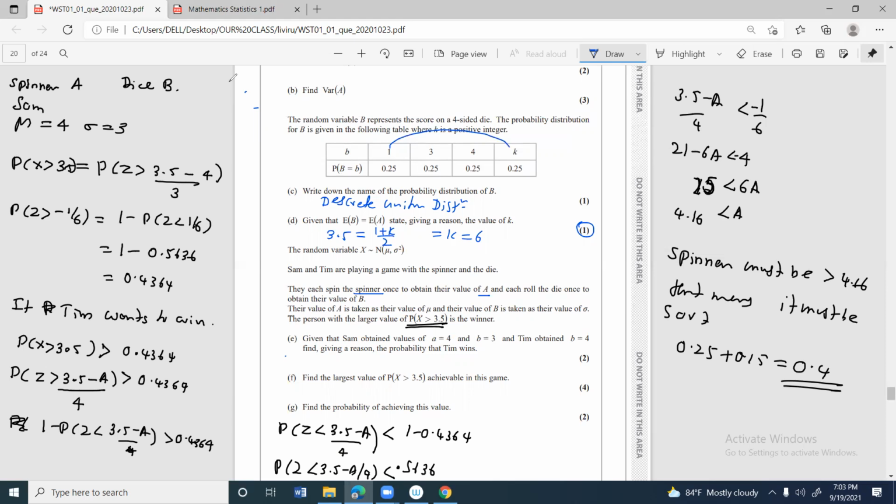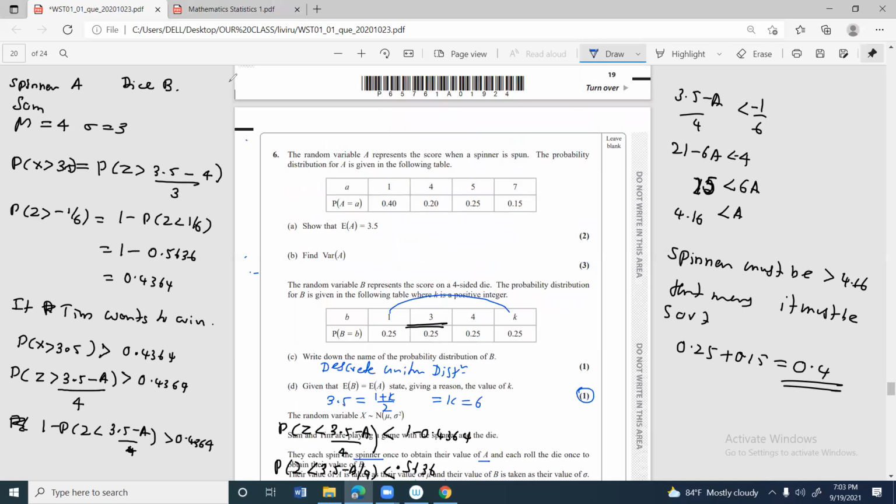For Tim, we know the B value is 4, so the standard deviation is 4, but we don't know the value for A. If you work this out with simplification, A becomes more than 4.16. This is the simplification which I gained for A. A should be greater than 4.16. That means for A more than 4.16, it should be either 5 or 7. So out of these two, you get the probability of 0.4. That's the way of doing this question. Right?